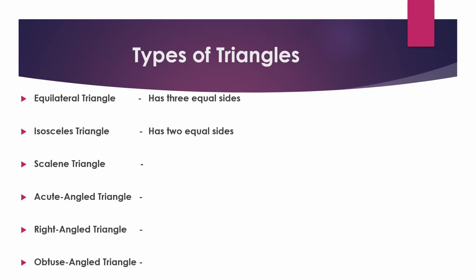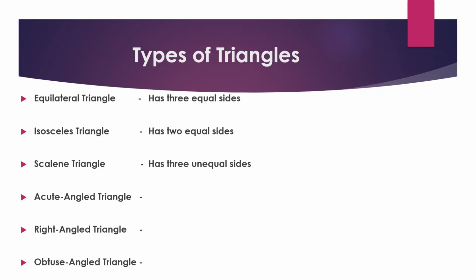Isosceles, it has 2 equal sides. And again, once 2 sides are equal, 2 angles will also be equal. Scalene, this is an irregular triangle, as we would normally say. None of the sides are equal, right? It has 3 unequal sides. And if the 3 sides are unequal, the 3 angles will also be unequal.